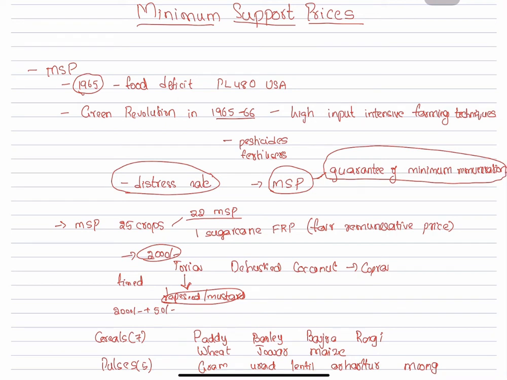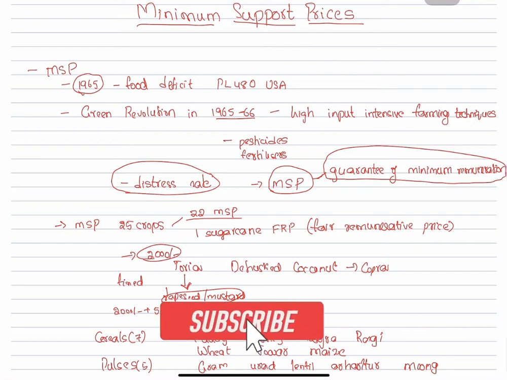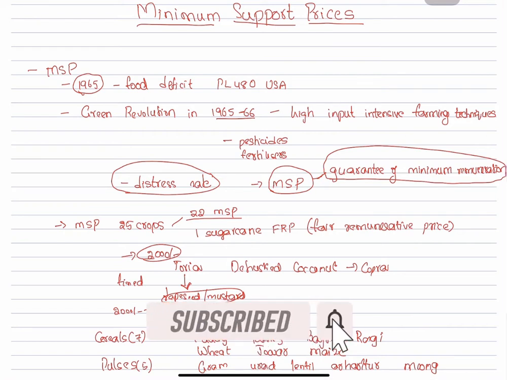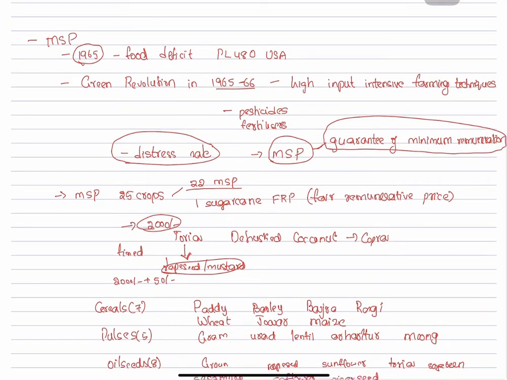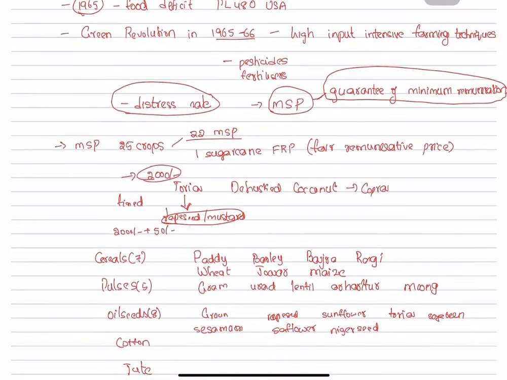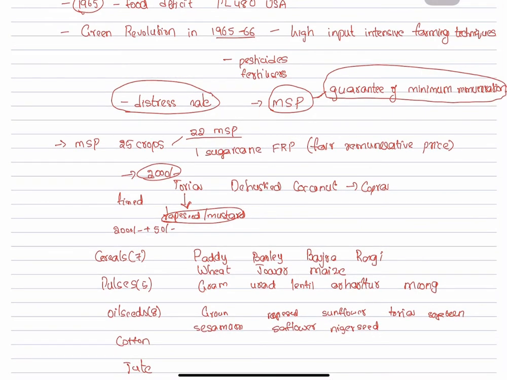In this video, we will continue our discussion on the minimum support prices. In our previous video, we discussed what MSP is, when it was introduced, and what crops are covered under the minimum support prices. In this video, we will discuss who announces MSP and who recommends it. While recommending, what are the factors that are taken into consideration, and what are the different types of pricing mechanisms on which MSP is announced.